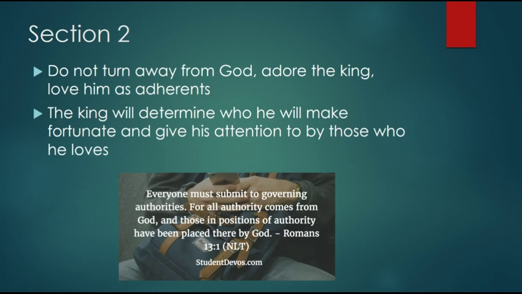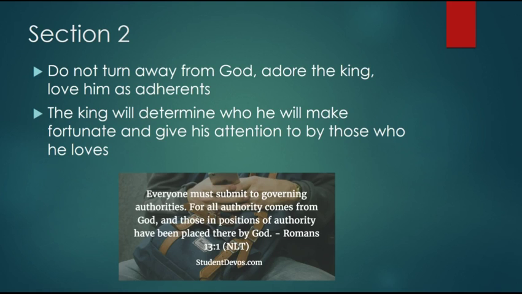So section 2. Do not turn away from God. Adore the king. Love him as inheritance. Like I said, this is not a Christian text, but the text actually capitalized the word God. So I thought that was interesting. As we can see in Scripture today, we are to not only not turn away from God, but adore the king, as well as love him as his adherents. So basically, we're supposed to respect the government. Like the Bible talks to us about respecting the government. This is also from a wise man quite a few thousand years ago who said the same thing. We're supposed to respect our authorities and those that come before us, respect the king, respect the government.